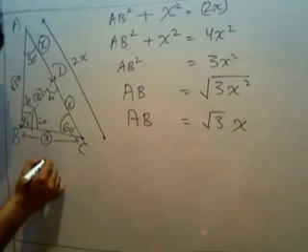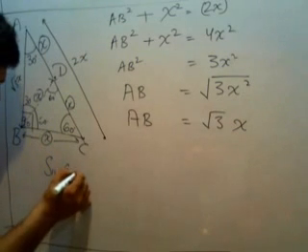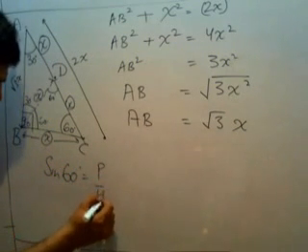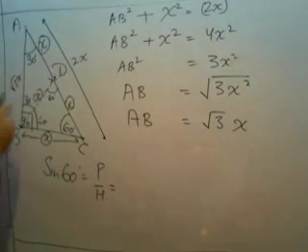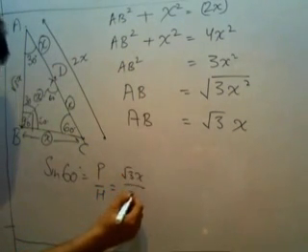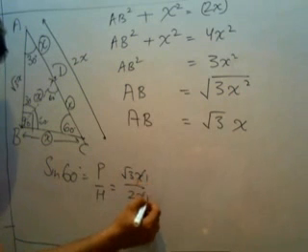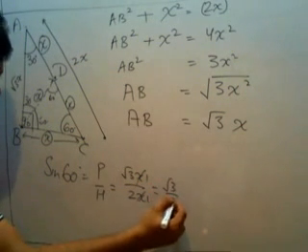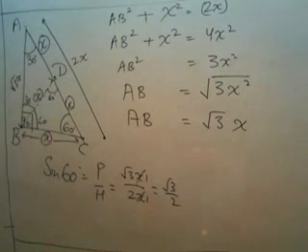So if I am talking about sine 60, that means I am talking about P upon H. That means perpendicular upon hypotenuse, that is root 3x upon 2x. That enables us to give root 3 by 2 without any variable.